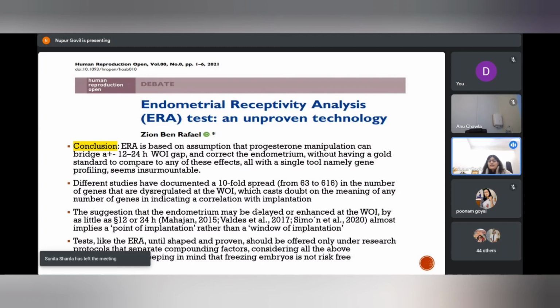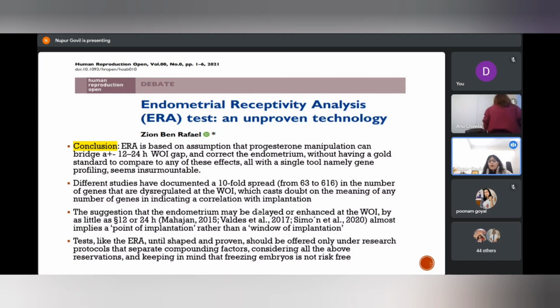So you are actually adjusting the window of implantation by manipulating the progesterone, and you are saying that it is very narrow and you can easily adjust it by shifting it or preponing it by 12 to 24 hours. So this is not what the window of implantation is. It actually becomes a point.